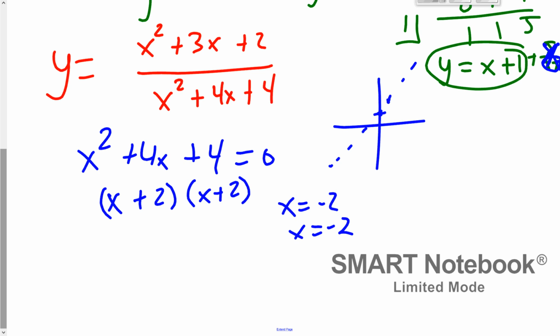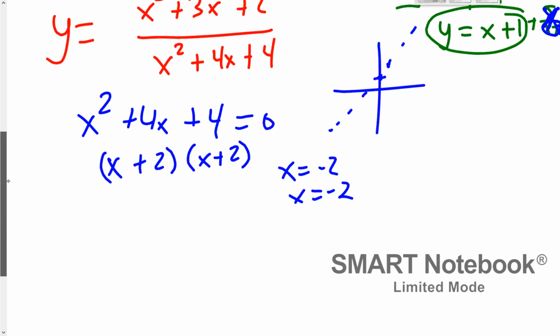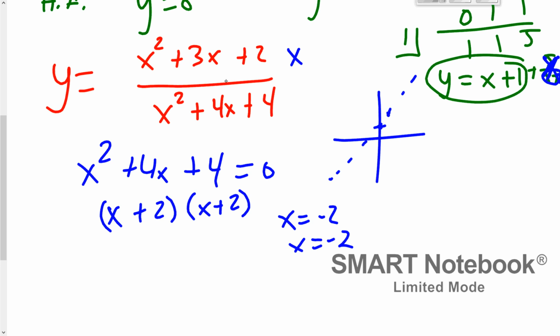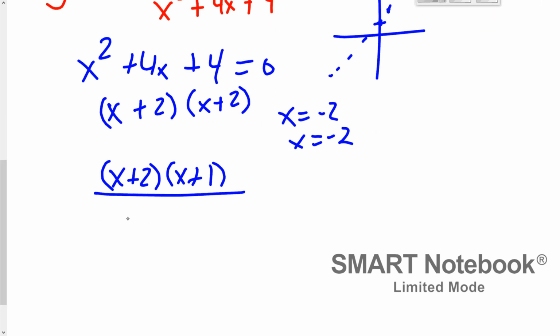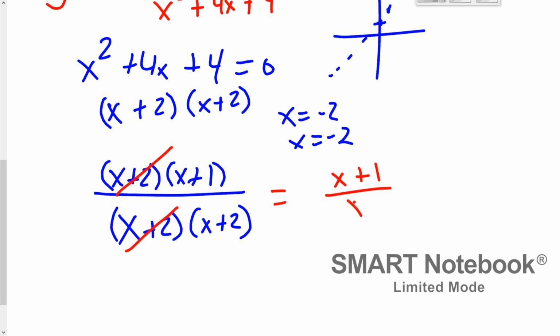But what happens here is when I factor the top, what times what is 2 but adds to 3? That would be 2 and 1, right? So really I can reduce this fraction into the factors, and then I can cancel like factors. Okay, so x plus 2 and x plus 2. Normally you probably wouldn't have x plus 2 and x plus 2 on the bottom, but here these can cancel out, right? So this is the same as x plus 1 over x plus 2.